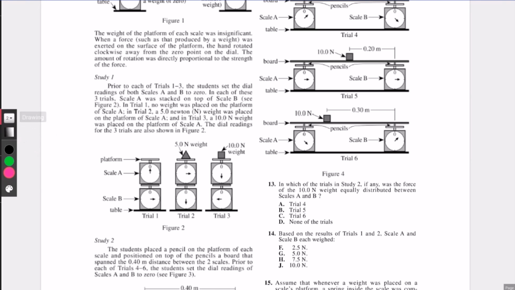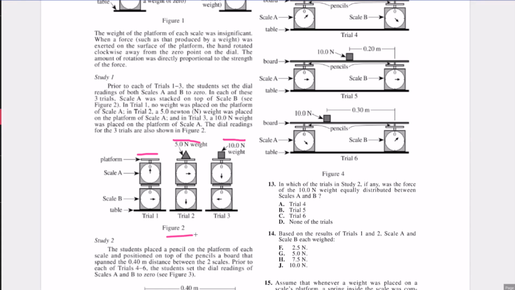Study 1 says prior to each of the trials 1 through 3, the students set the dial readings of the scales A and B back to 0. So they're starting at 0 every time, so we don't have to worry about that, which is nice. In each of these 3 trials, scale A was stacked on top of scale B. See figure 2. So this is figure 2. And in trial 1, there was no weight, so this is just empty. In trial 2, a 5 Newton weight was placed on top, and in trial 3, a 10 Newton weight was placed on top. And the dial readings for the 3 trials are also shown in figure 2.